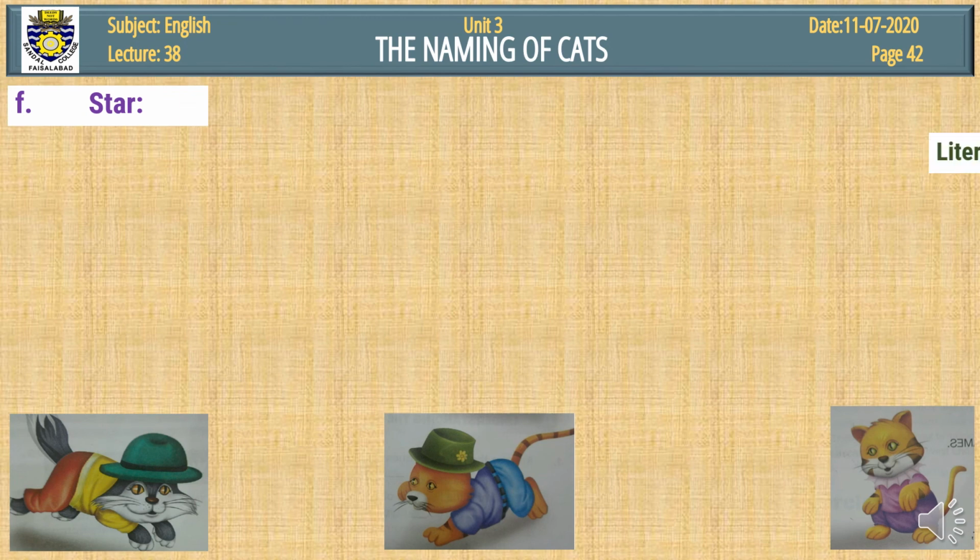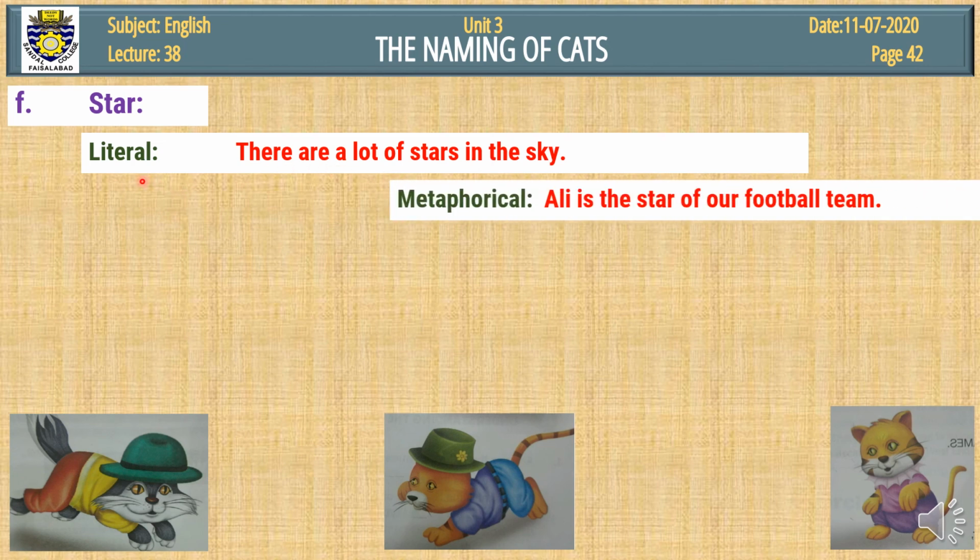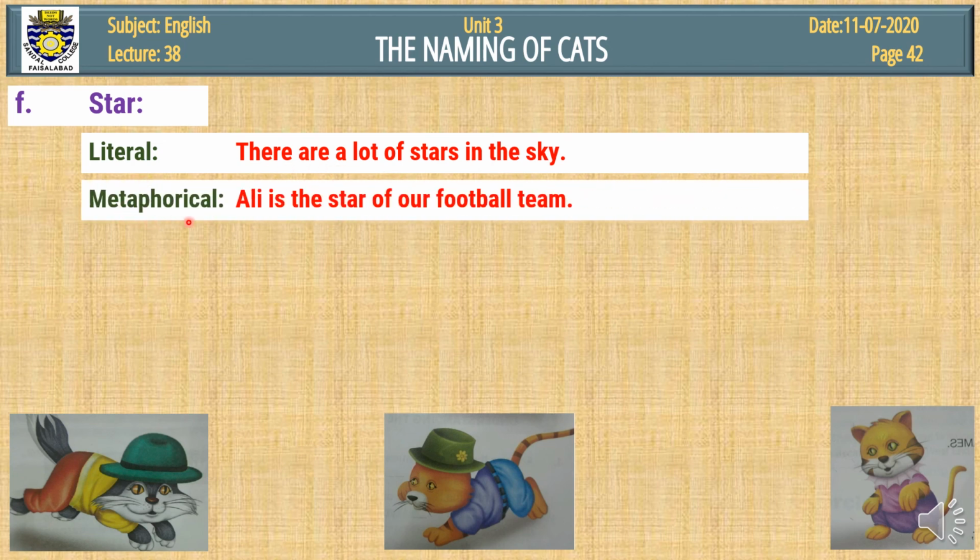F. Star. In its literal meaning, there are a lot of stars in the sky. This is the book meaning. Now its metaphorical meaning: Ali is the star of our football team. Star here means the main player, the best player.